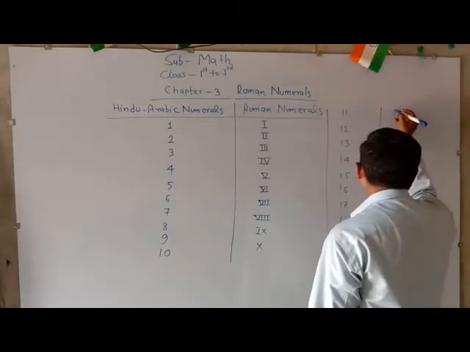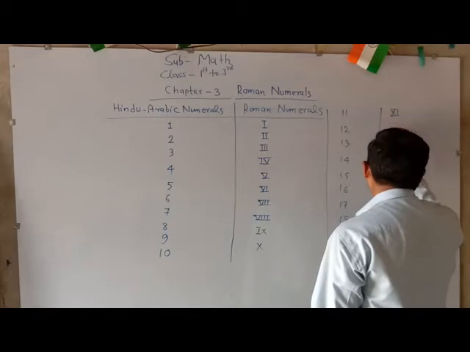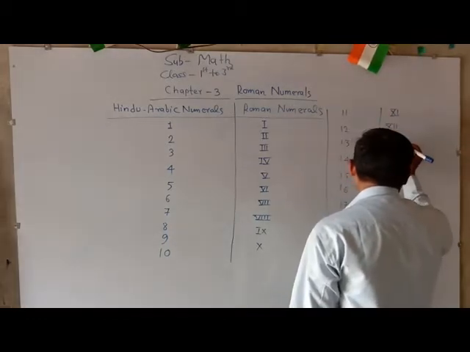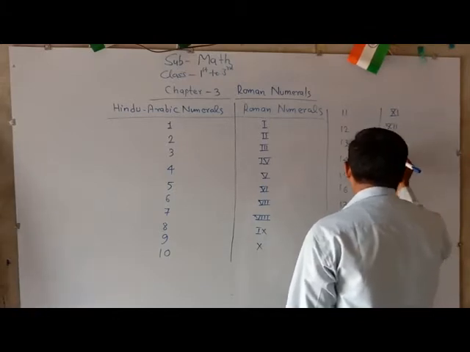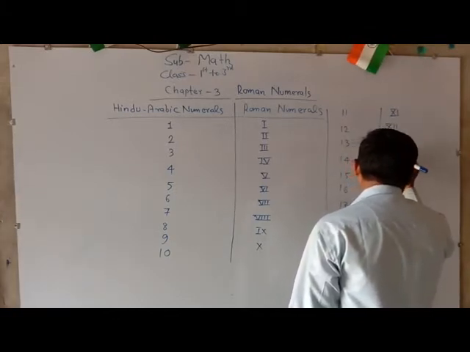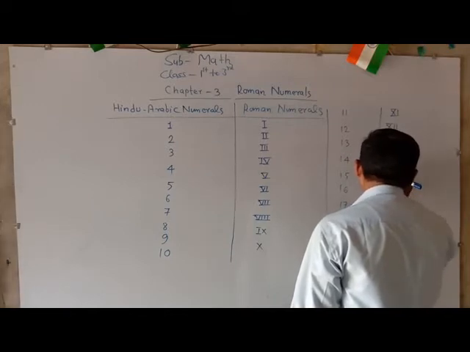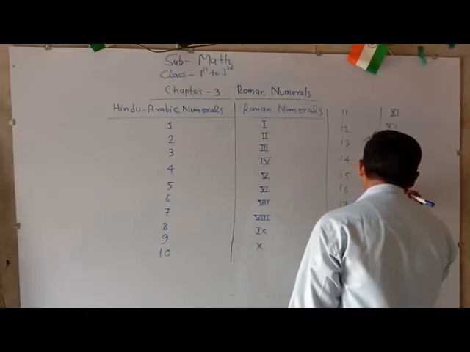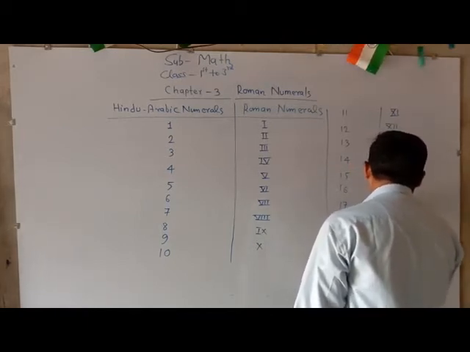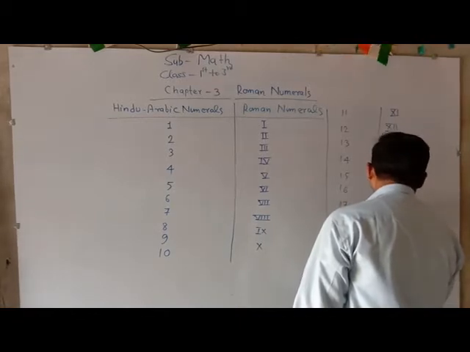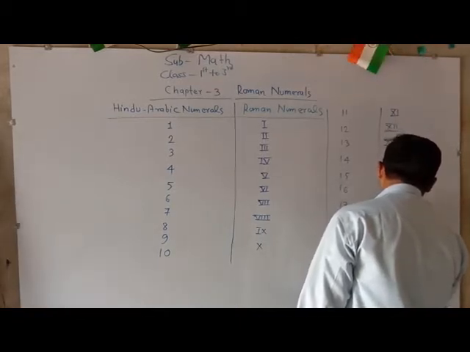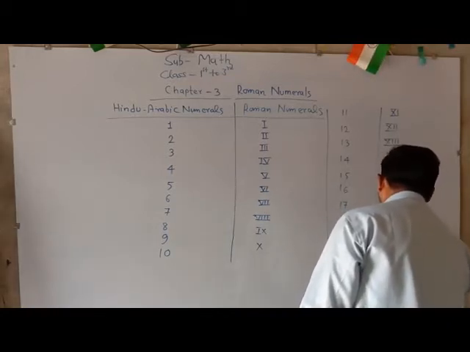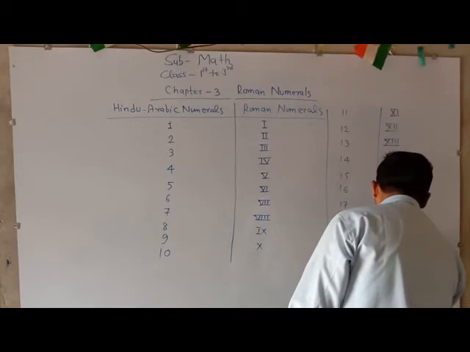XI is 11, XII is 12, and 13 is XIII, 14 is XIV, 15 is XV, 16 is XVI, 17 is XVII, 18 is XVIII, 19 is XIX and 20 is XX.